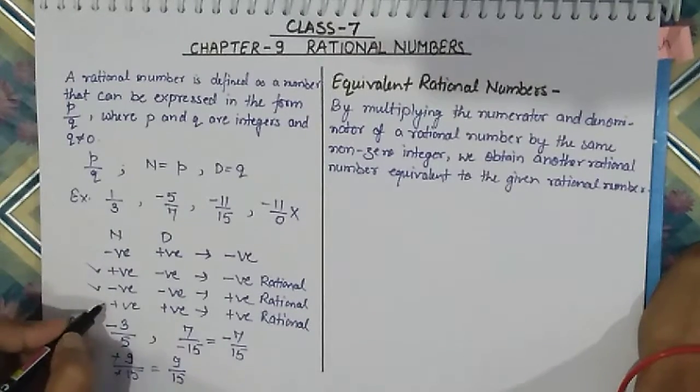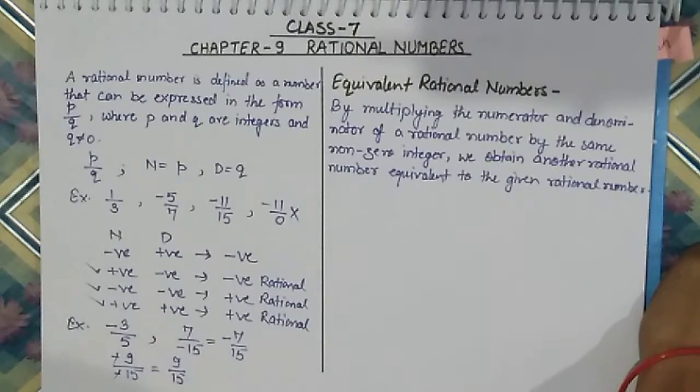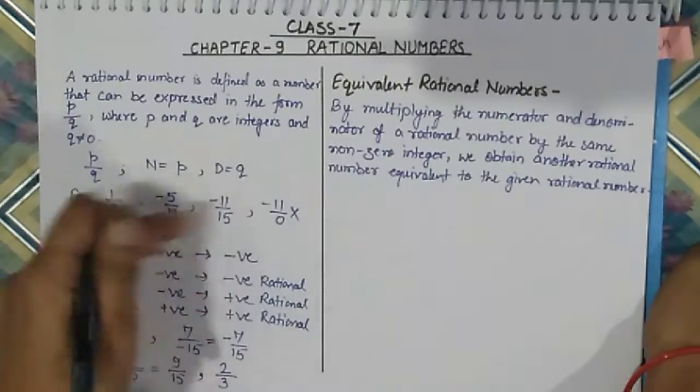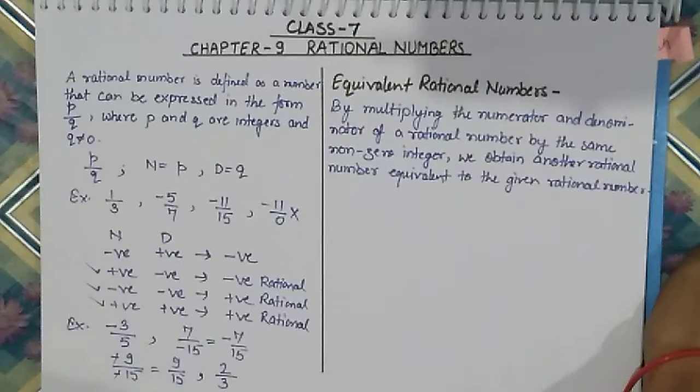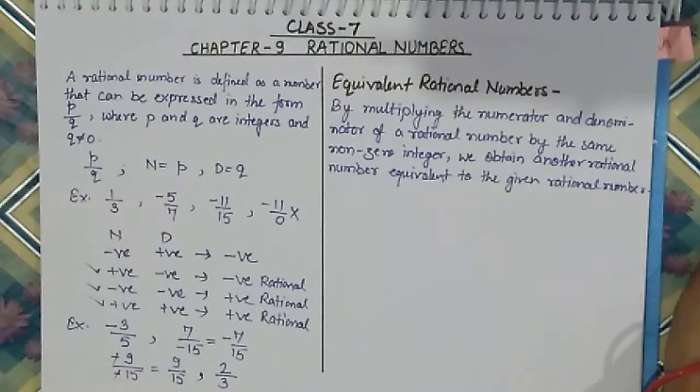The last condition is if both are positive, then obviously it is positive only. Suppose we take a positive numerator 2 divided by a positive denominator 3, then 2 by 3 is a positive rational number. So this way we can decide whether a rational number is negative or positive.